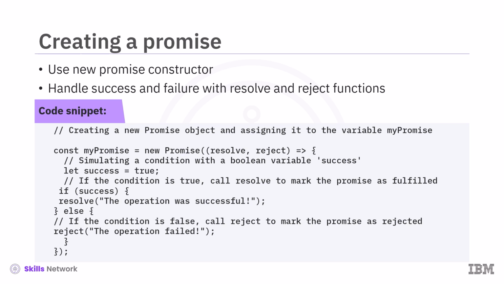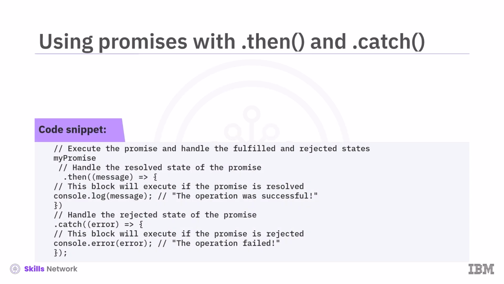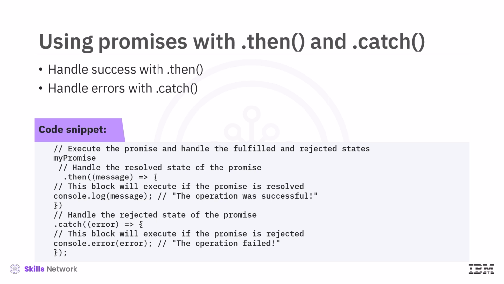Let's now explore how promises allow you to chain multiple asynchronous operations in sequence. In this example, the code allows you to handle the resolved value or the error using then and catch methods. These methods also return promises and chain multiple asynchronous operations in sequence.